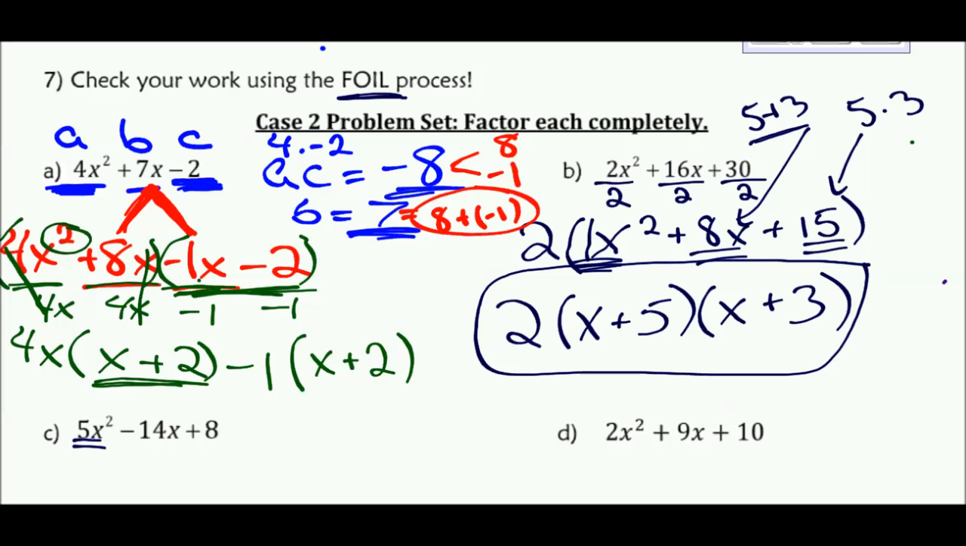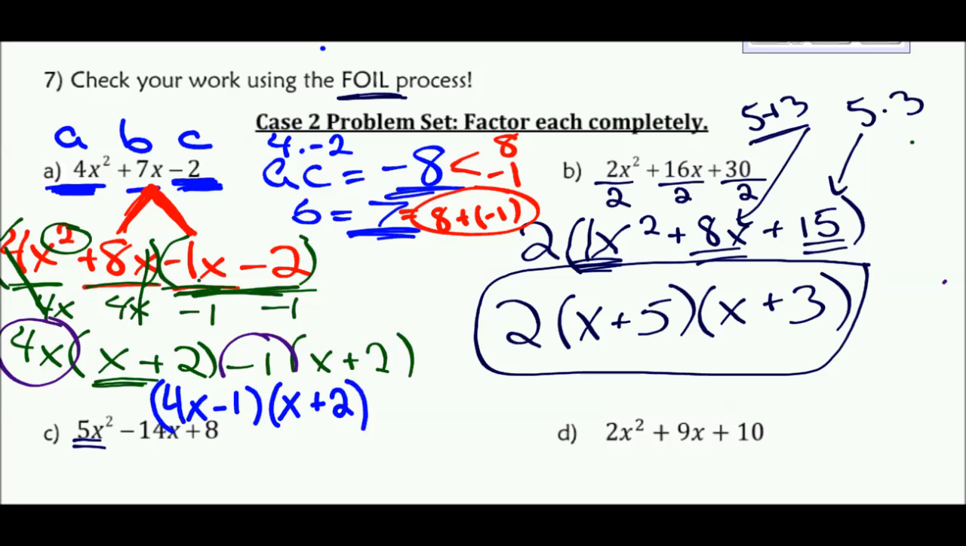The two factors that you end up with are whatever's in the parentheses, x + 2, and the two GCFs that you pulled out of these sets of parentheses. This 4x and this -1 makes up the second factor. So 4x minus 1 and x + 2 are the two factors. That is the final answer. That's factored as like this.